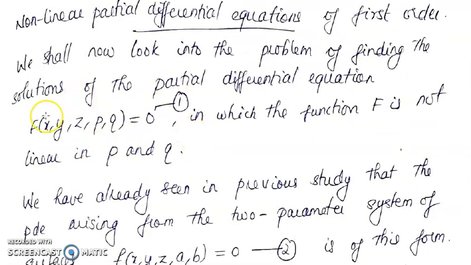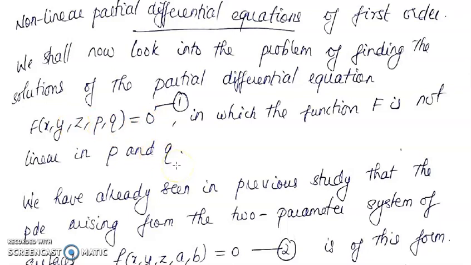In general, I'll be representing a first order nonlinear PDE in the form f of x, y, z, p, q equal to 0. So that's an equation involving x, y, z and the first order partial derivatives p and q. This is dou z by dou x and dou z by dou y. For a nonlinear PDE, this is a function such that p and q are not linear. So f is not linear in p and q. Let me call it equation 1.